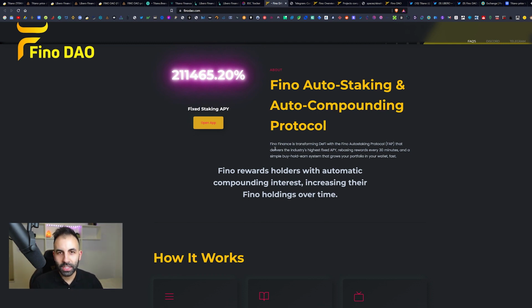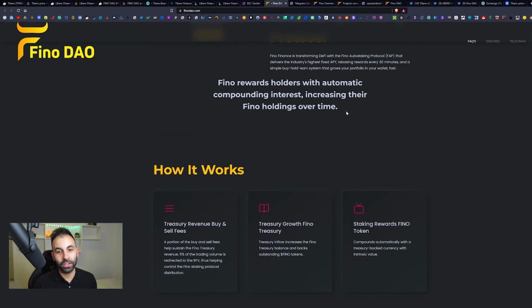Fino Finance is transforming decentralized finance with the Fino Auto Staking Protocol, or FAP, that delivers the industry's highest fixed APY, rebasing rewards every 30 minutes, and a simple buy, hold, earn system that grows your portfolio in your wallet fast. The best thing about this is that when it says auto staking and auto compounding, it literally means that you don't have to even stake your coins into the app by pressing any buttons or anything. You just hold it in your wallet and it just stays there, constantly accruing more and more interest into your wallet automatically, so you don't even have to do anything.